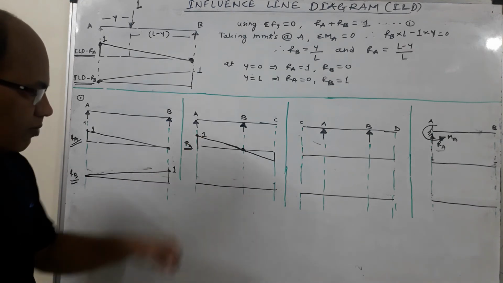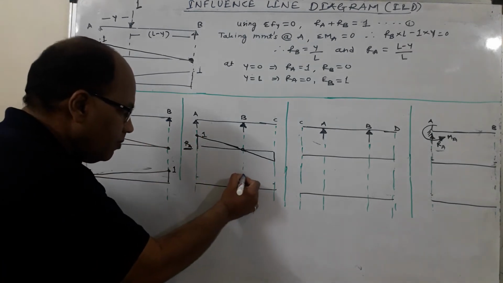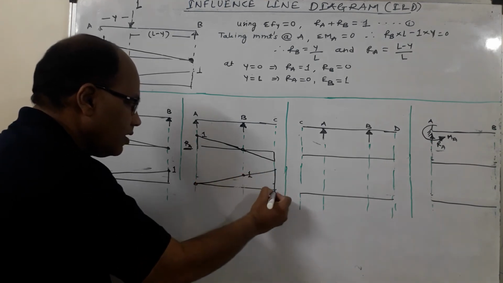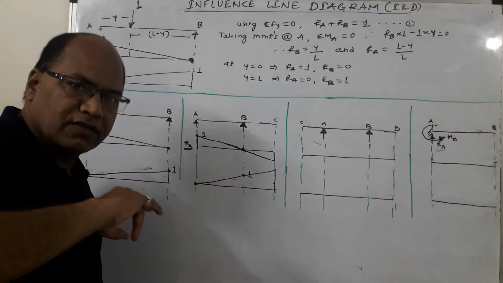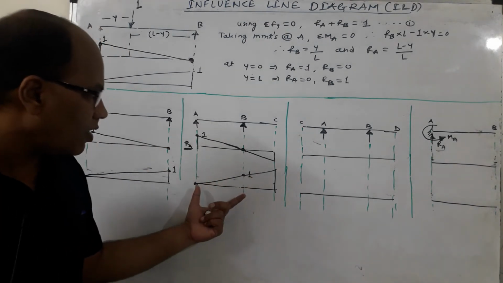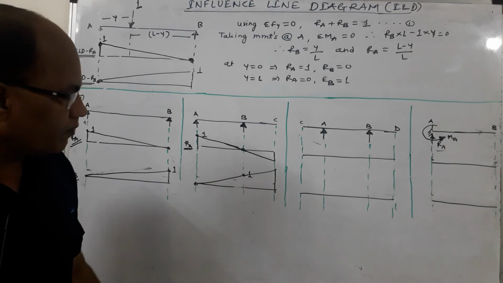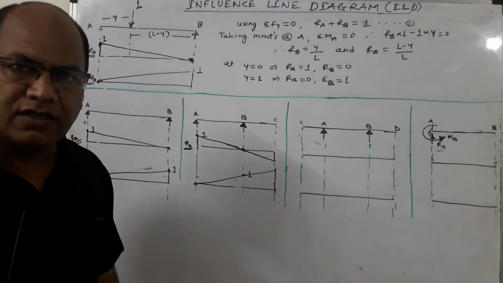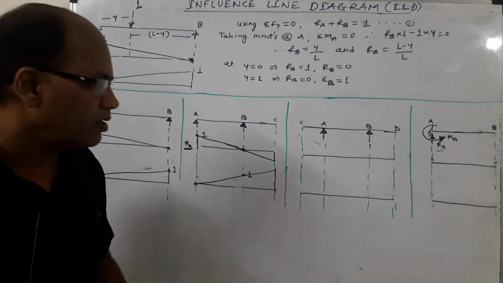When ILD for Rb is to be drawn, mark 1 at B, mark 0 at A, join these two, extend the same straight line. The slope should not change, the same straight line should be extended, and this is how the ILD for Rb can be drawn. Now ILD for this beam with overhangs on both the sides, the similar procedure is to be adopted.